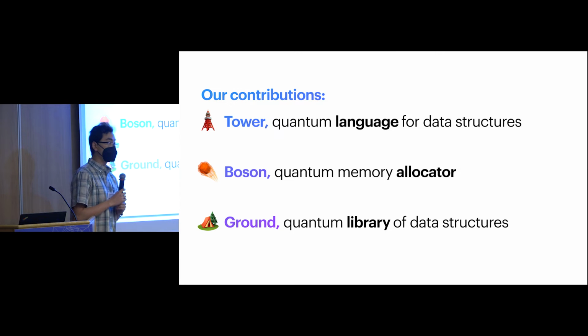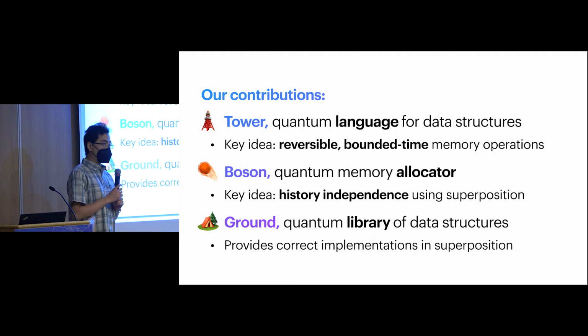So in this work, we present three contributions that solve those problems. The first contribution is Tower, which is a quantum programming language that allows us to implement the sort of data structures we need. The next is Boson, which is a memory allocator that is invoked by Tower to ensure that these data structures are allocated in a history-independent way. And the third one is a case study, a library of data structures known as Ground, full of pre-implemented data structures that satisfy those requirements.